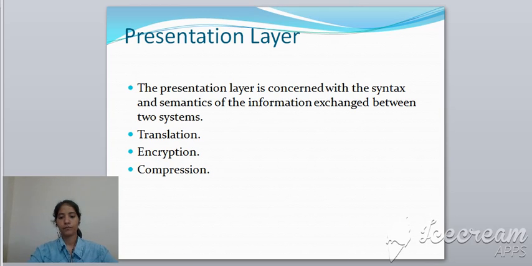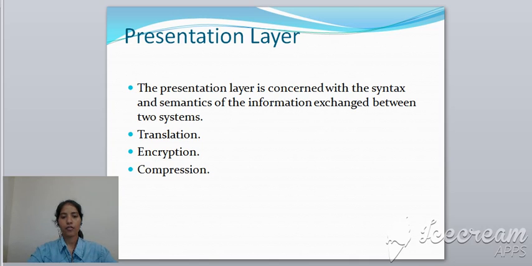Encryption. To carry sensitive information, a system must be able to ensure privacy. Encryption means that the sender transforms the original information to another form and sends the resulting message out over the network. Decryption reverses the original process to transform the message back to its original form.